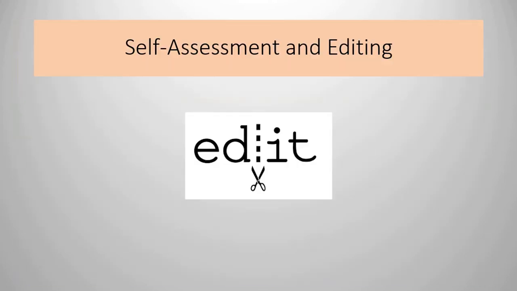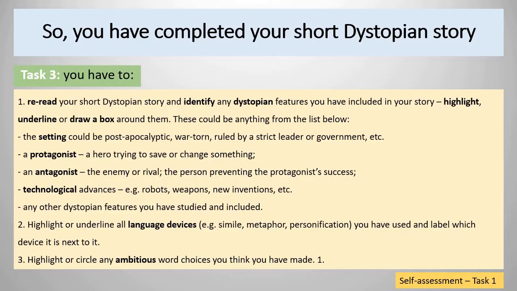So once you've written your story, I want you to do a bit of self-assessment and editing. So you will send your story to me, but I'd like you to do your own assessment. By assessment, I don't mean give yourself a level or anything like that, but I want you to have a look through and really evaluate what you've written and how well you've done. So your third task is to reread your story and identify any dystopian features you've included, highlight or underline them, or put a box around them. They might be anything from this list below.